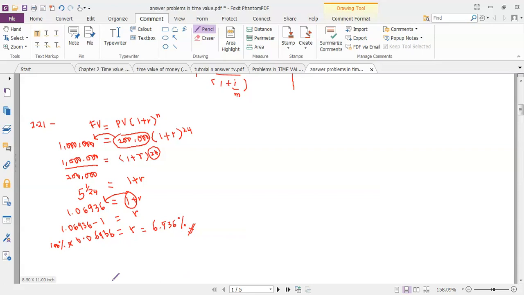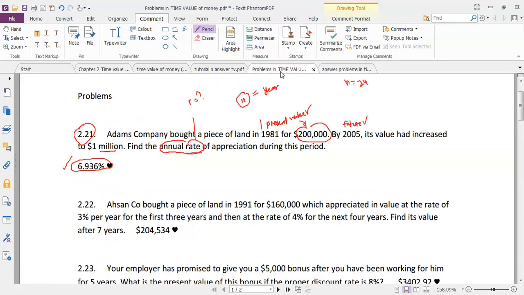So let's continue to the second problem. Ahsan company bought a piece of land in 1991 for 160,000, which appreciated in value at the rate of 3%. This is the present value. The rate is 3% for the first 3 years, and then changes to 4% for the next 4 years. So 3 years is N, using 3%.